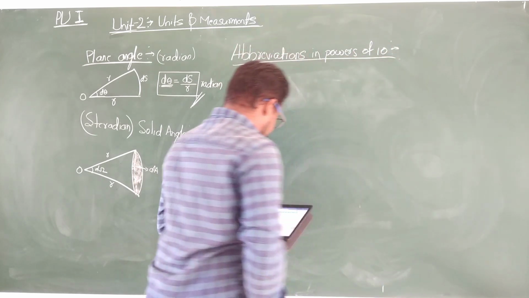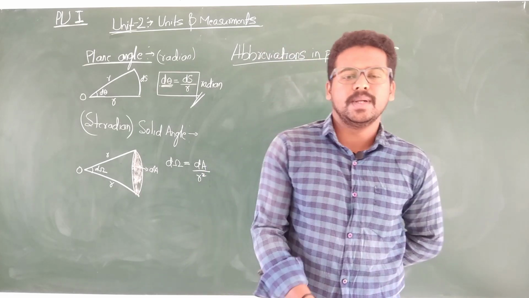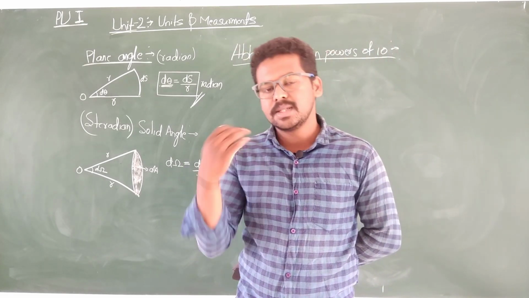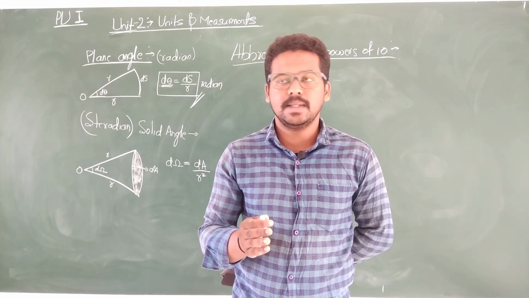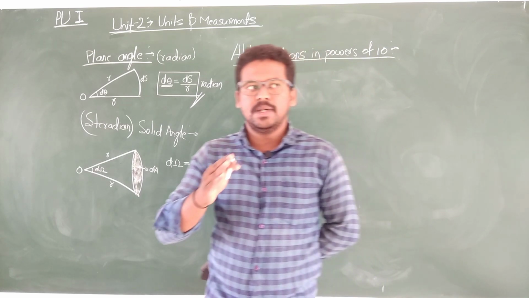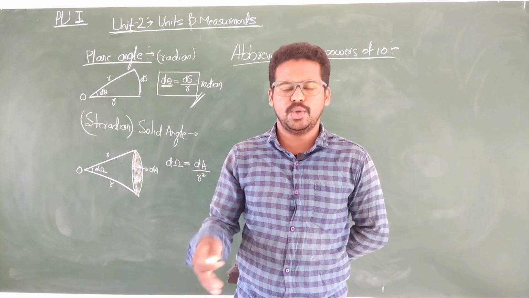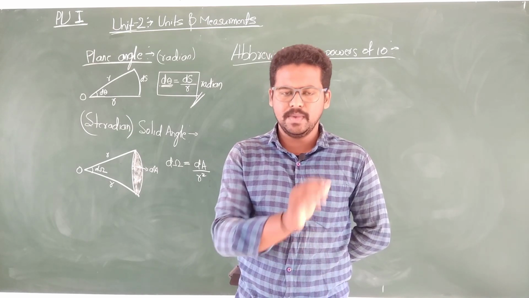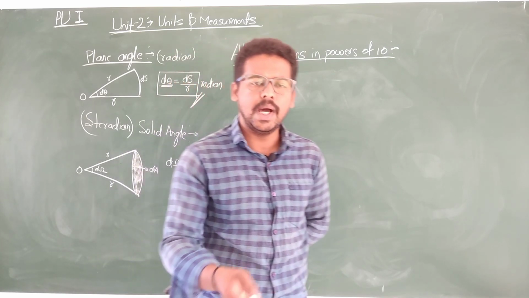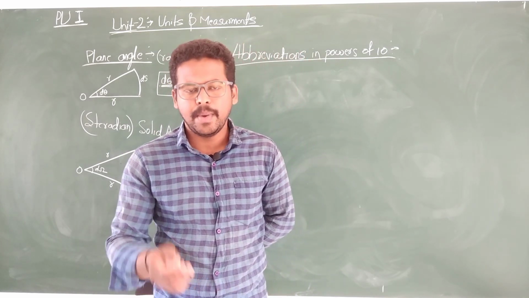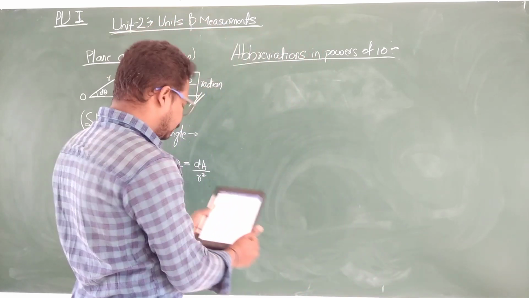Abbreviations in powers of 10. Listen, why do we have to use these abbreviations? Because in measuring very large distances and very small distances, we can't write that it is 1 billion, or 10 zeros, or 12 zeros. It will become a very large numerical value. So instead of writing a very large numerical value, we have introduced abbreviations in powers of 10. Let's see what those are.